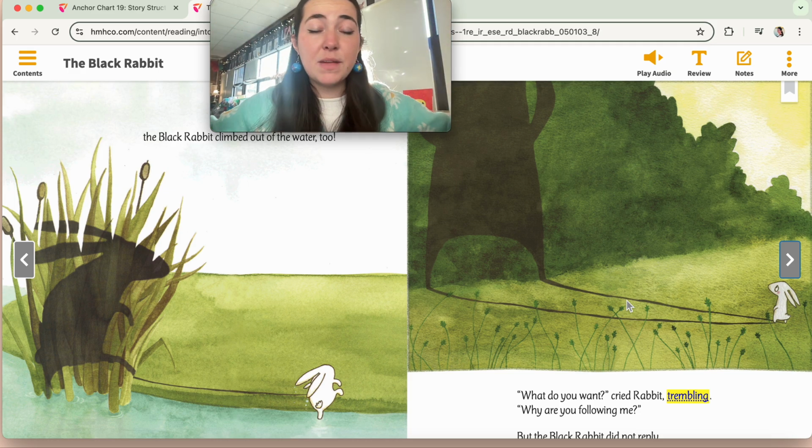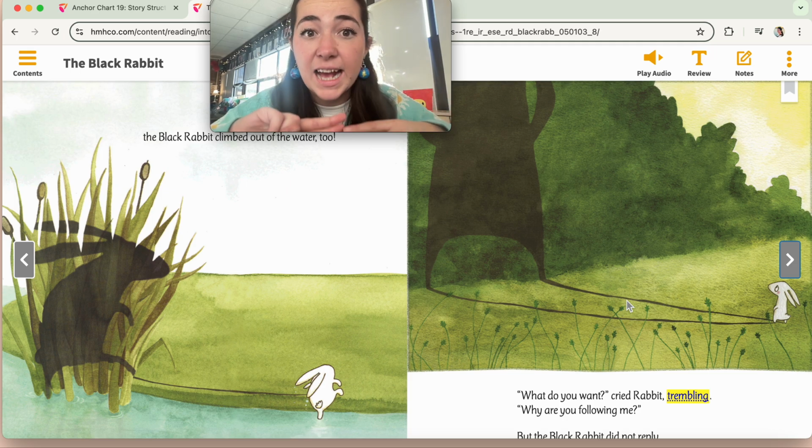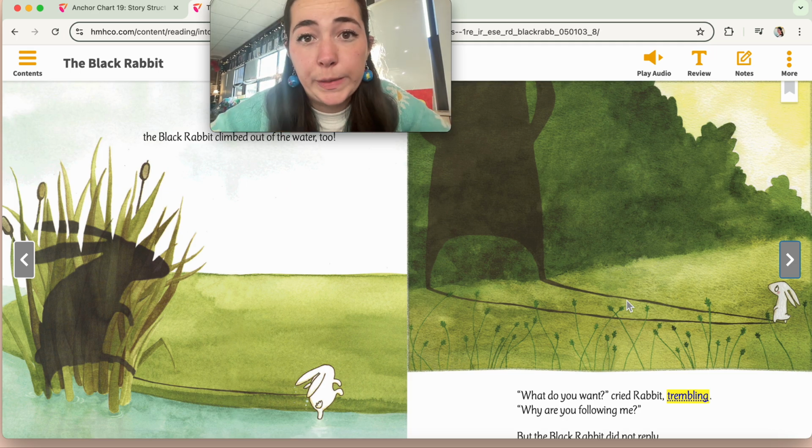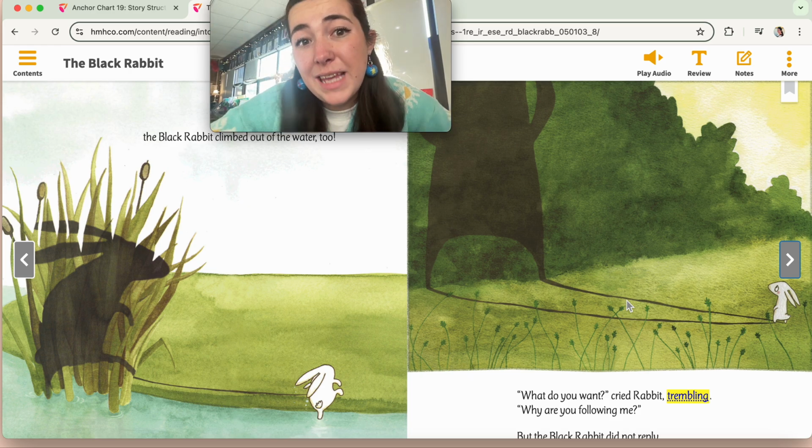Okay, we're still in the middle. We're still trying to solve that problem. He tried running. He tried running faster. He tried hiding behind a tree. He tried swimming. Did any of those work? Nope, so they haven't solved his problem yet. But we're still trying to solve the problem, so we're still in the middle of the story.